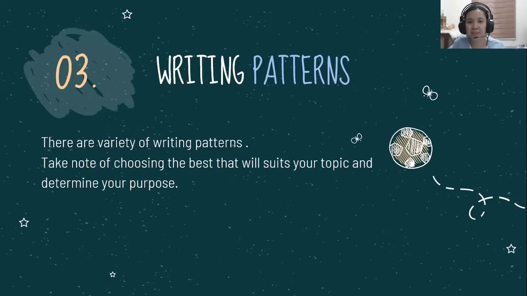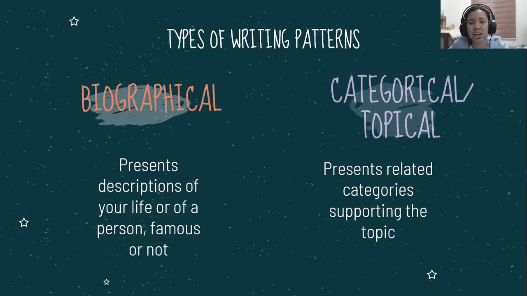Now we have the writing patterns. There are a variety of writing patterns that we can use in writing our speech. We just have to make sure that we choose the best that will suit our topic and determine our purpose. Number 1 is biographical pattern. This presents descriptions of your life or of a person, famous or not. So if your purpose is to inform your audience about the life and works of Jose Rizal, this pattern suits your speech.